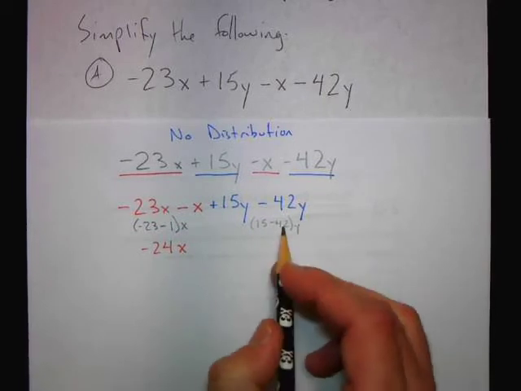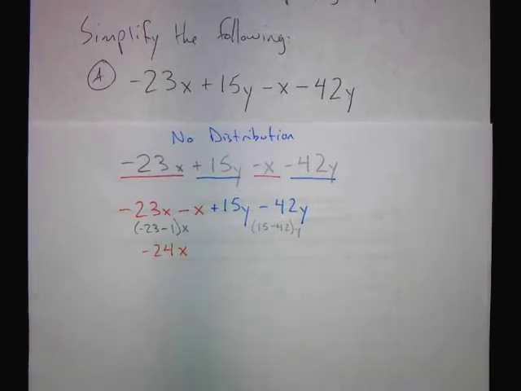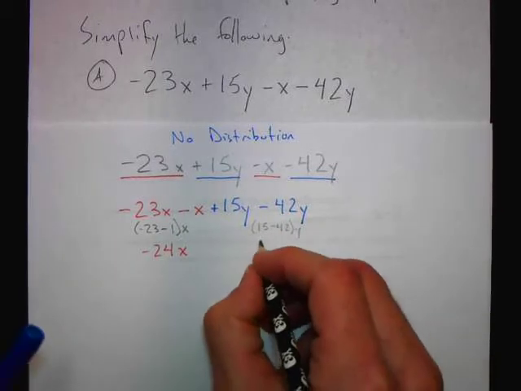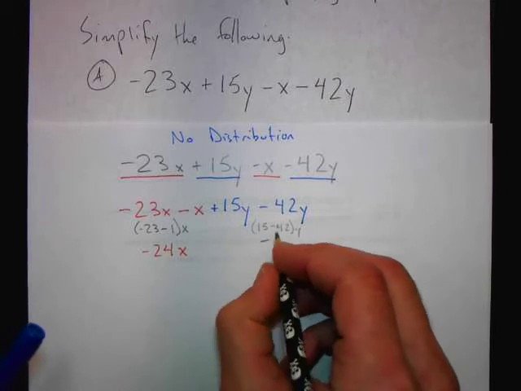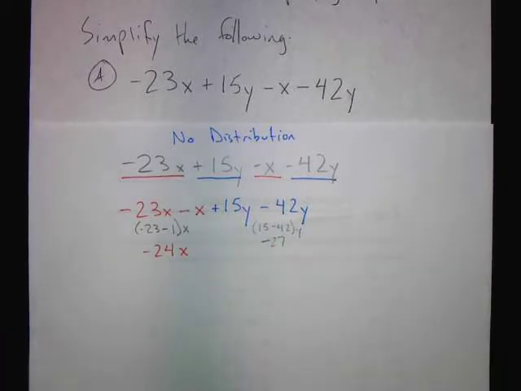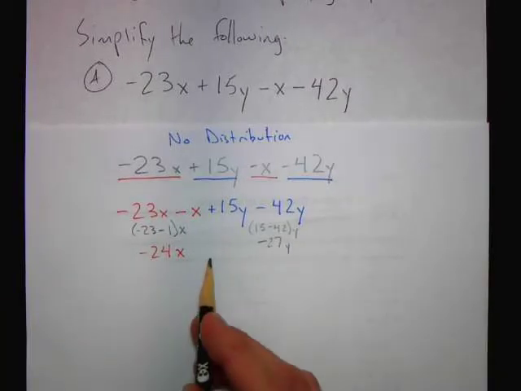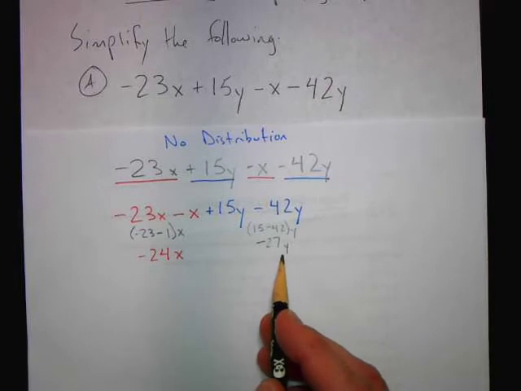And then we can use our calculator, so we have 15 minus 42. That will leave us with negative 27, yeah? So we have negative 27, and that's how many y's we have. So what do we do here? What do we write here if this is negative 27y?